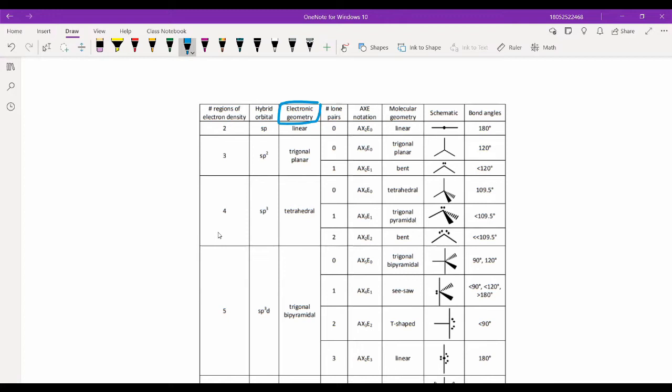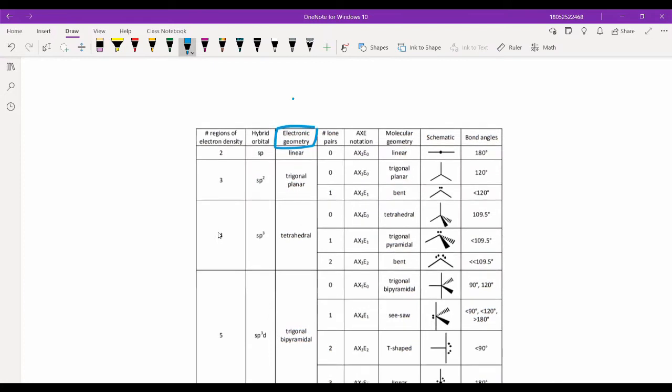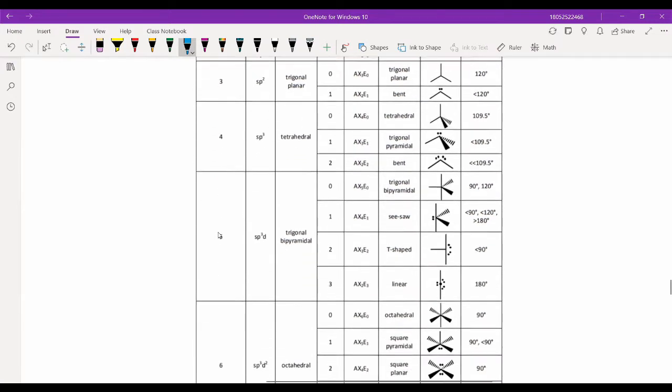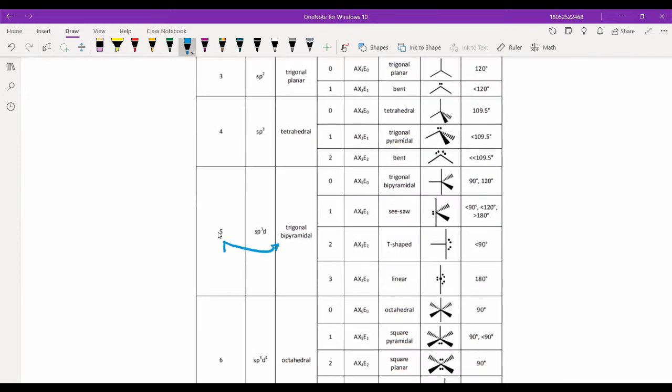I won't spend too much time lecturing on this because you have lecture videos for that. But the electronic geometry is just dependent on the regions of electron density. So basically, 2 regions would always go with linear, 3 trigonal planar, 4, as you can see, these are directly tied into that, right?